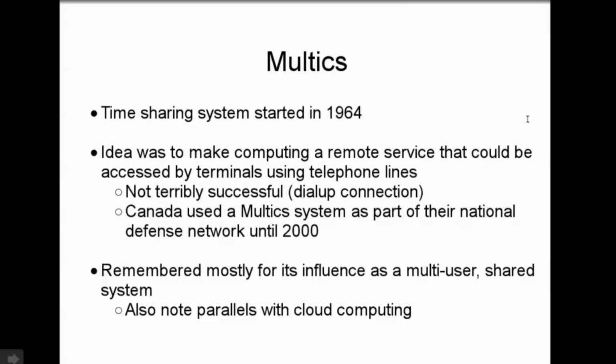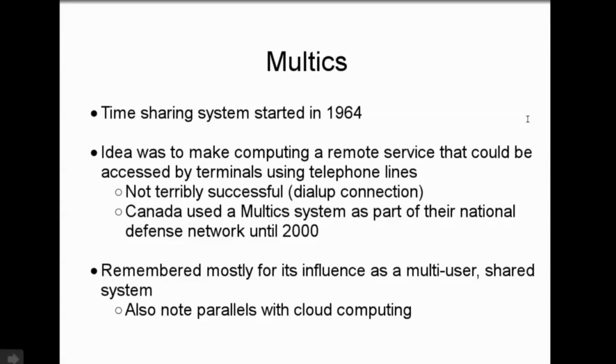Now, the idea behind the Unix systems began with a time-sharing system started in 1964 called Multics. And the idea behind Multics was to make computing into a remote service that could be accessed by terminals using telephone lines. It wasn't terribly successful because dial-up connections of the time, at about 9600 baud, were rather slow. However, Canada actually did have a Multics system deployed and used it as part of their national defense network until the year 2000. Multics is remembered, however, primarily for its influence as a multi-user shared system.